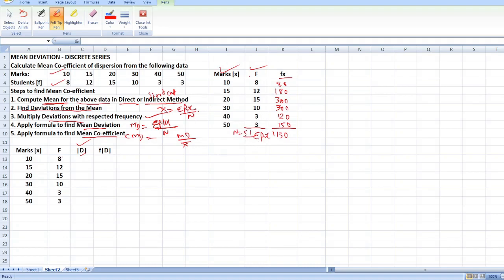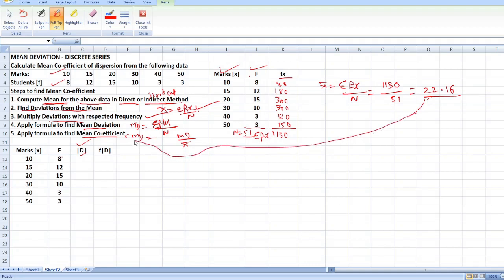Students, the formula is summation fx divided by n. So arithmetic mean is equal to summation fx by n, that is 1130 divided by 51, which gives 22.16. Now deviate from 22.16. You have to compare 22.16 minus 10, which comes to 12.16. You should ignore pluses and minuses, you know that. Here 22.16 minus 15 is equal to 7.16, and in the same way 22.16 minus 20 is equal to 2.16.